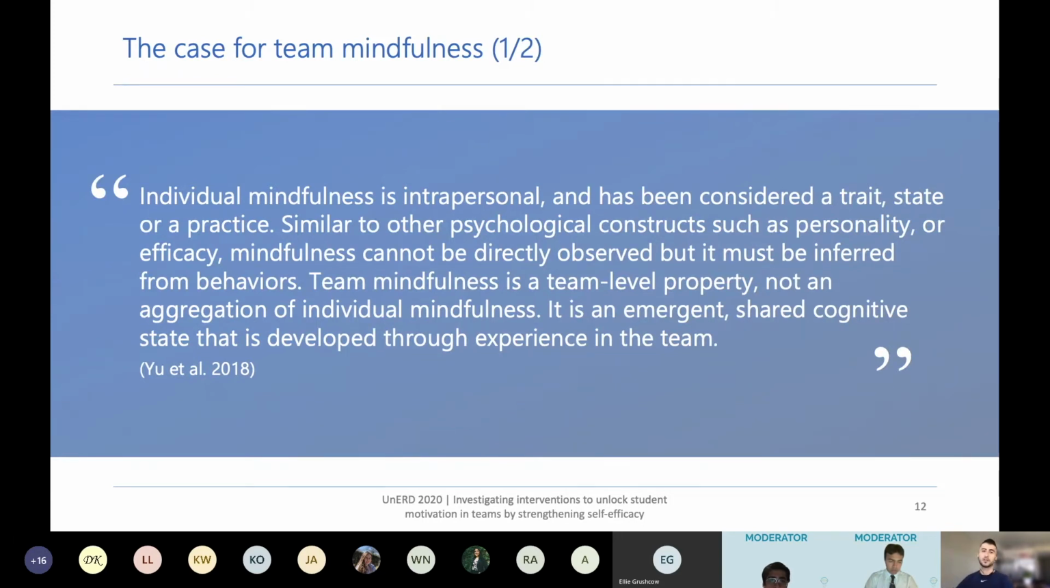Similar to other psychological constructs such as personality or efficacy, mindfulness cannot be directly observed, but it must be inferred from behaviors. Team mindfulness is a team-level property, not an aggregation of individual mindfulness. It is an emergent shared cognitive state that is developed through experience in a team. And according to this study, team mindfulness seems to be a promising property to reduce team conflict in moderating the task conflict, relationship conflict connection, suggesting that teams taught mindfulness may have fewer negative interpersonal processes.